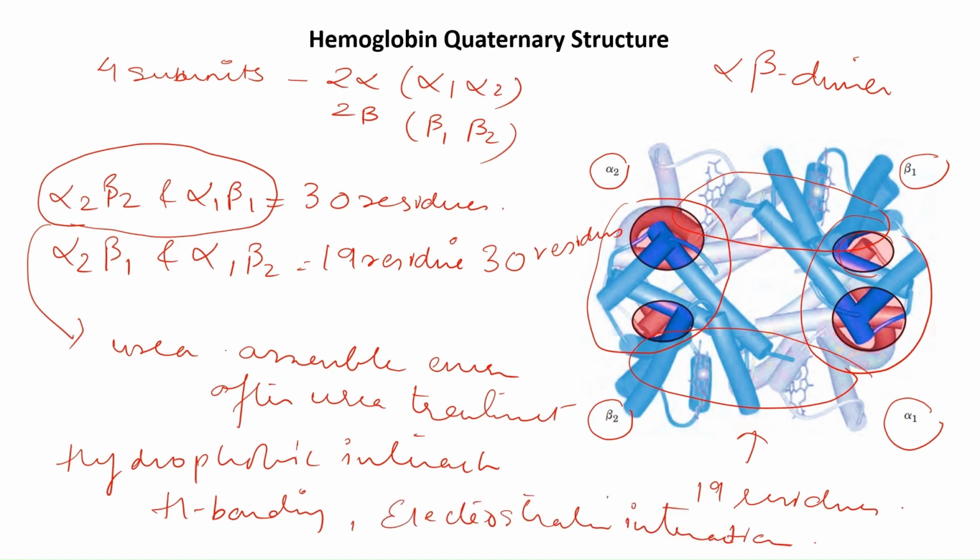So the hemoglobin quaternary structure involves 4 subunits, alpha 1, alpha 2 and beta 1 and beta 2. The interactions between alpha 1 beta 1 and alpha 2 beta 2 involve 30 residues, and these are so strong that even after treatment with urea, these dimers remain intact. Whereas the interaction between alpha 2 beta 1 and alpha 1 beta 2 subunits involves 19 residues.